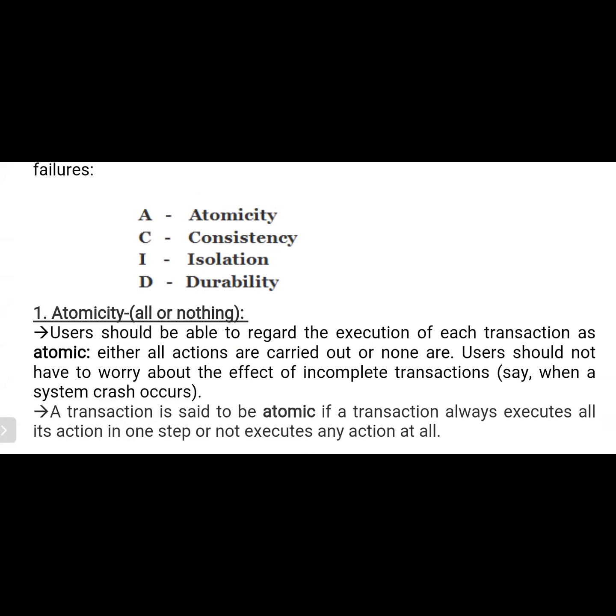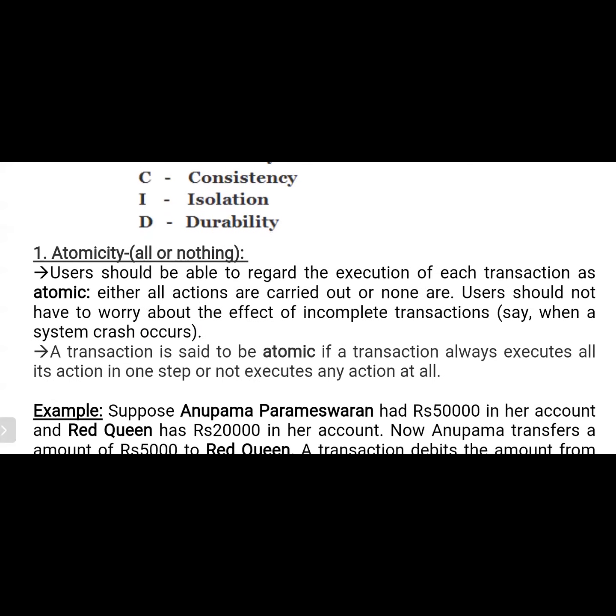Please remember this ACID. A means atomicity, C means consistency, I means isolation, and D means durability. Atomicity: if you observe here, in the brackets we mentioned one thing, all or nothing. Try to remember that keyword. What is atomicity? Either consider all or not consider any one of them. Simple, that is the main definition. But here you should give more importance to the example also. In the last class I also spoke about that.